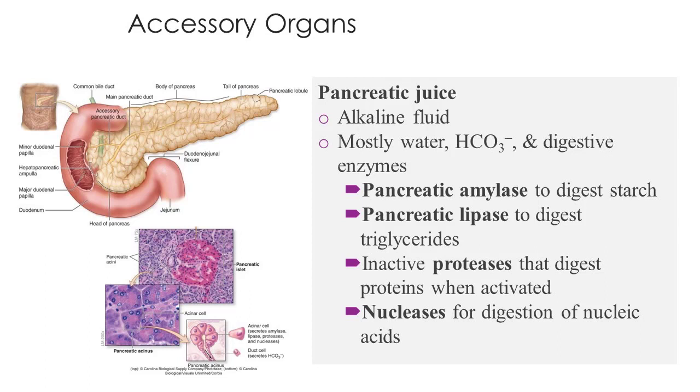Now, it's a pretty good idea that we've got alkaline fluid, right? Because this is coming into the duodenum, and this is further going to allow us to buffer the acidic chyme that's coming from the stomach. And there's our bicarbonate ion. That's going to be an important part of causing that fluid to be more alkaline.